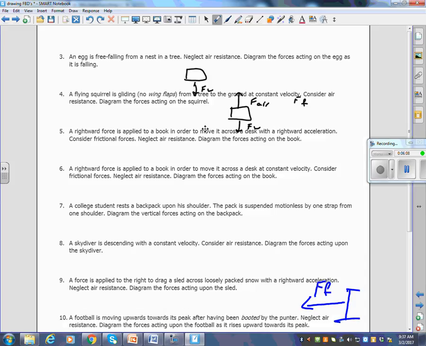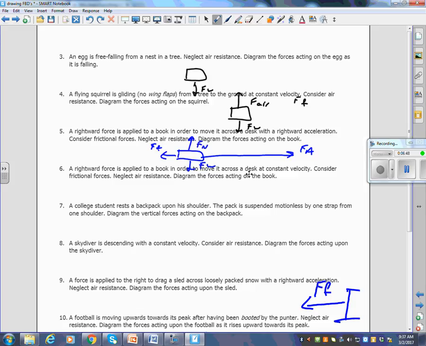A rightward force is applied to a book in order to move it across the desk with a rightward acceleration. Consider friction. Neglect air resistance. Diagram the force acting on the book. So you should have weight force. I need to give myself more space here, didn't I? Weight force, there would be Fn, normal force. There is friction. It's moving to the right, so we would have a small amount of friction, FF, and then you'd have a big, giant applied force. And as I said back in grade 11, if one force is supposed to be bigger than the other, make it considerably bigger. I shouldn't need a ruler to determine if one's bigger than the other.